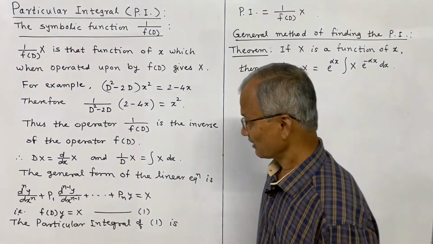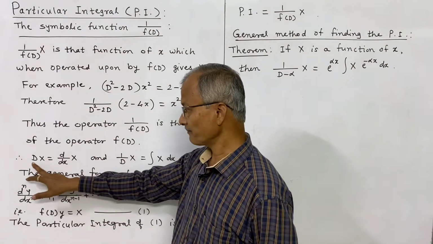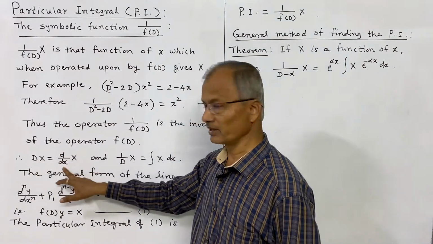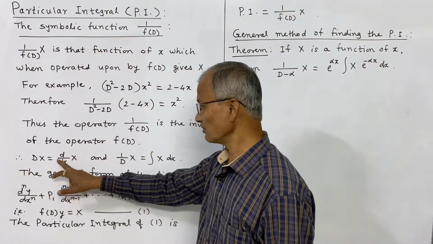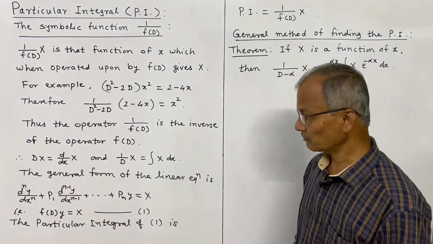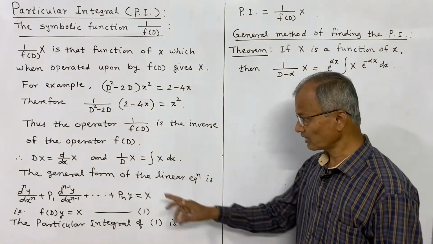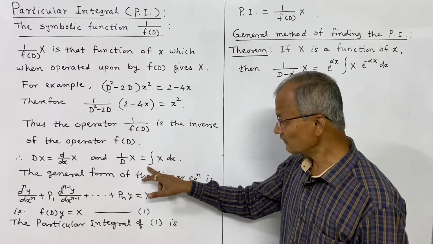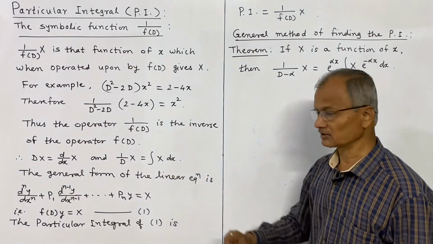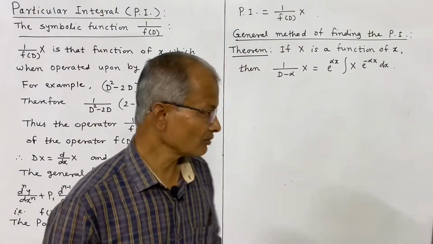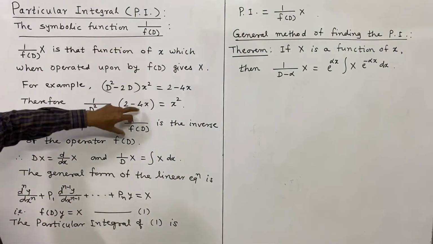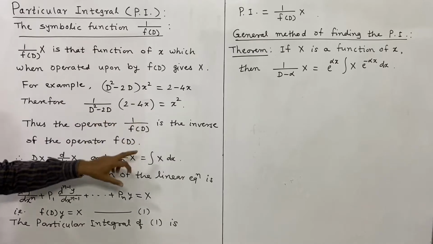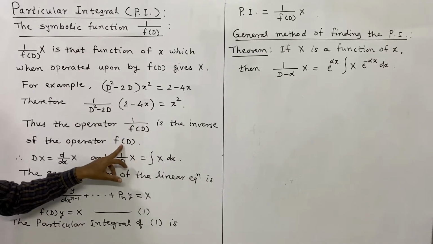And this symbol we have used earlier. Capital D of x stands for derivative with respect to x. So D of x is equal to d by dx of x, and therefore 1 over D of x will be the integration of x with respect to x. So thus we have to understand that 1 upon f of D is an operator, and it is the inverse operator of f of D.